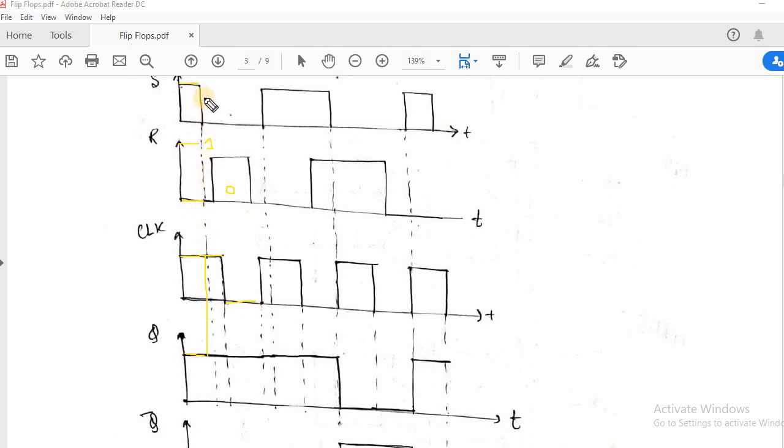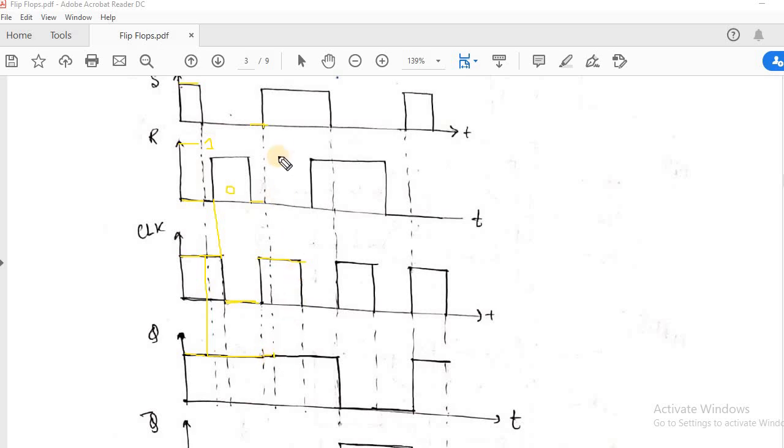Now here the S changes to 0. R is also 0. So both are 0 0 up to this point. So there will be no change at the output. It will remain 1. Now here, since the clock is low, the output will not be affected by the change of input. Now here again the clock is high. Up to here R is 0, S is also 0. So no change will happen. It remains 1.